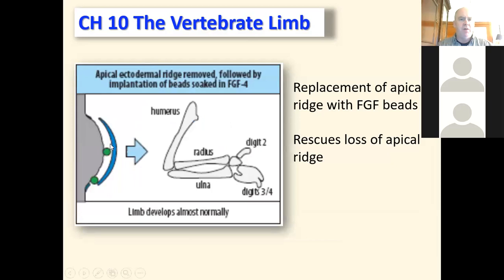And here it's shown again by taking off the apical ridge but putting an FGF8 soaked bead on that end, and that causes it to extend almost normally. So FGF is really important here in that extension.